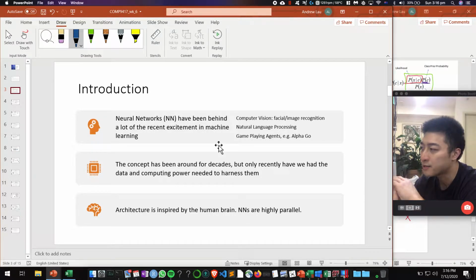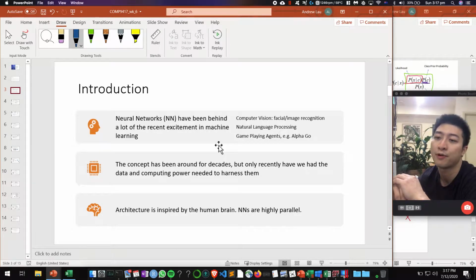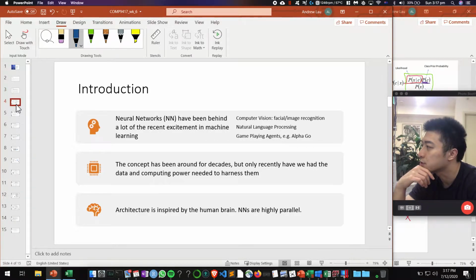The neural networks, as the name suggests, are inspired by the human brain, which we'll see in a moment. Neural networks are highly parallel, and as you may or may not be aware, in practice, people will often use GPUs, graphics processing units, or video cards, rather than a CPU, because they're often quite a bit better with parallel processing when compared to your regular CPUs or central processing units.